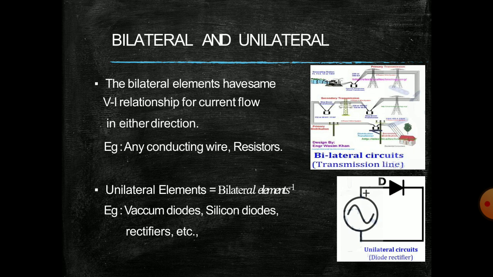Bilateral and unilateral. The bilateral elements have the same VI relationship for current flow in either direction, like any conducting wire and the resistor. A unilateral element is exactly opposite to the bilateral element, for example vacuum diodes, silicon diodes and rectifiers. Bilateral elements mean the current can flow in any direction. Like you can take any wire, and in that wire you can circulate the current in any direction. So that is called bilateral. And unilateral means the current will flow in only one direction.